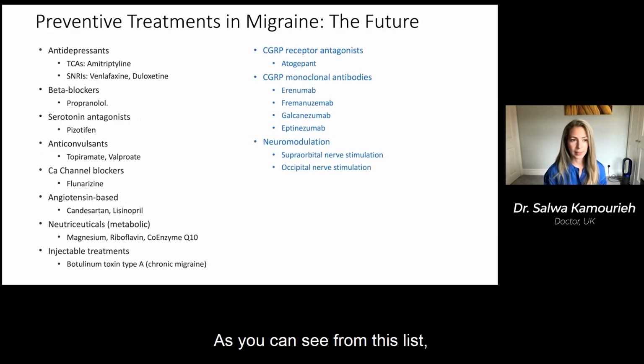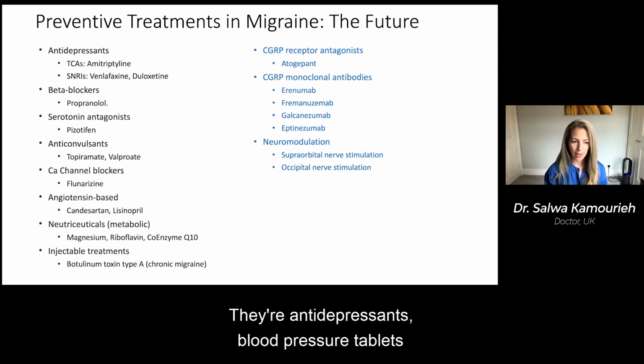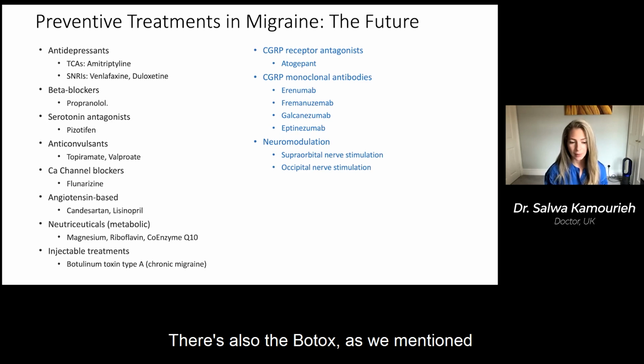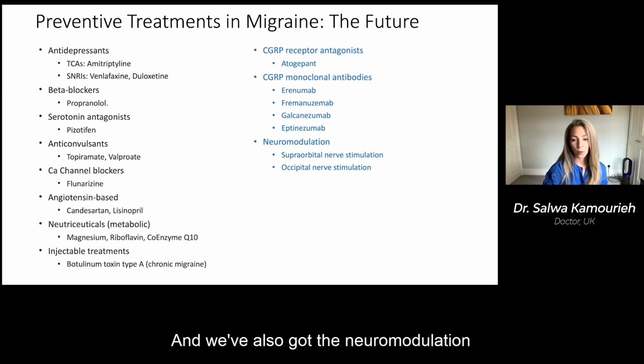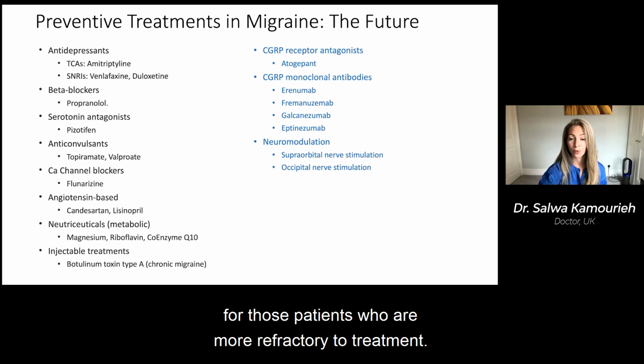As you can see from this list, there are several preventative options. A lot of them aren't geared or specifically made for migraine. They're antidepressants, blood pressure tablets, and anti-epileptics. There's also the Botox we mentioned. And more recently, we've got those CGRP receptor antagonists and monoclonal antibodies, which have been specifically geared for migraine. We've also got the neuromodulation by way of supraorbital nerve stimulation and occipital nerve stimulations for those patients who are more refractory to treatment.